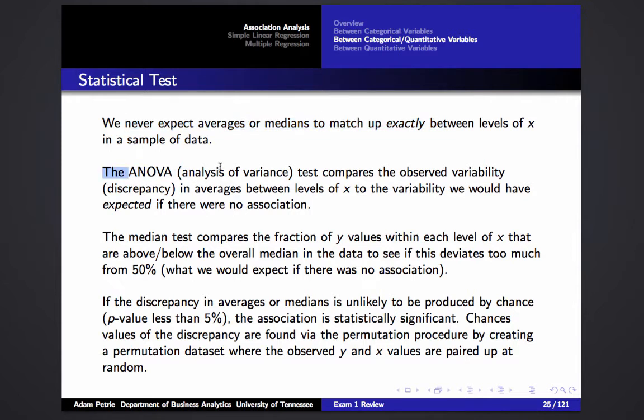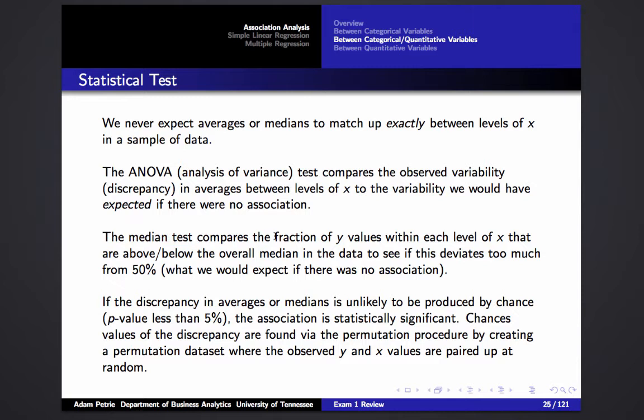And so the ANOVA test is the test we use when we look at differences in averages. What that does is it comes up with a measure for how different the averages are between the levels of x, and it compares that to the difference that we would expect to see if there was no association. So that's what the ANOVA is: comparing the observed variability in averages to the expected variability if x and y were independent.